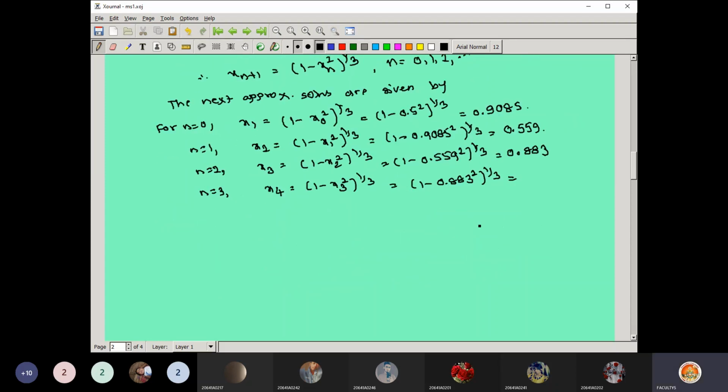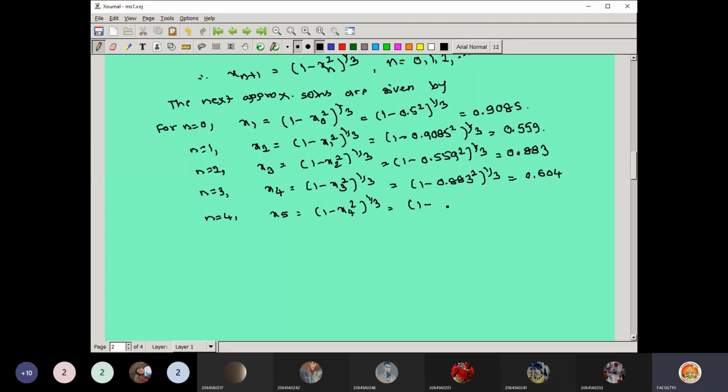Same bracket button, 0.604. 0.604, so the answer is different. Now going to the next value, n equal to 4. So x5 is equal to (1 minus x4 squared) to the power 1 by 3. So I'm substituting different n values in your x(n+1).